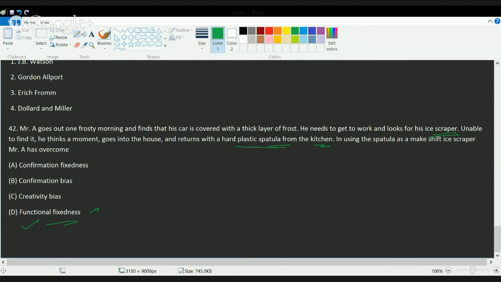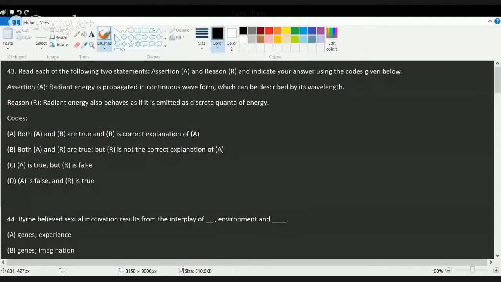Okay, so let's now move on to the next set of questions. The next and the final set of questions will include a paragraph question. That's a very conceptual question that has been asked this time. So now a lot of assertion-reason questions here. Now, this question asks about what is radiant energy.